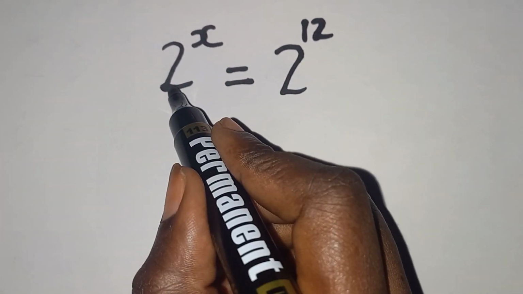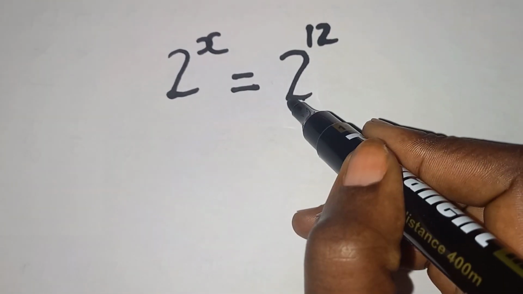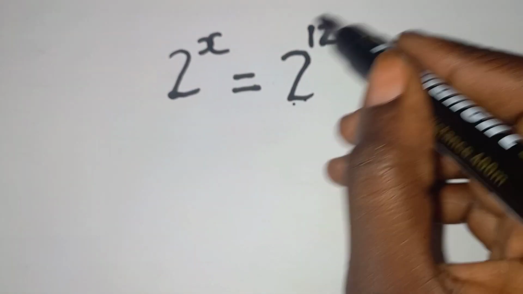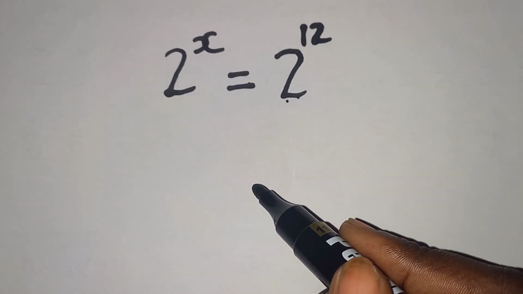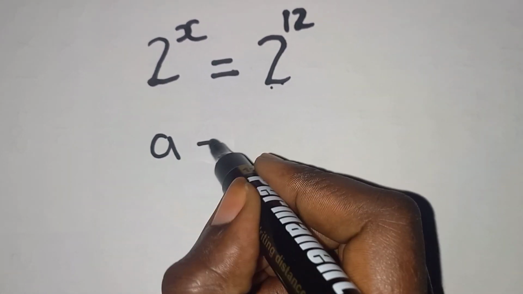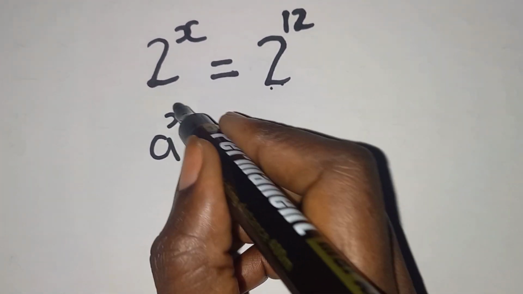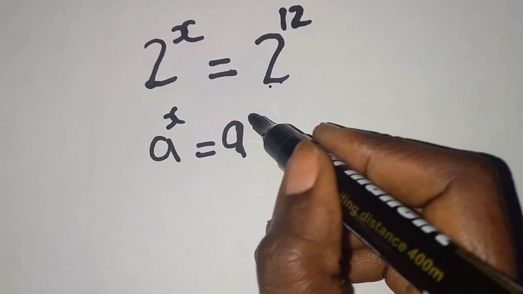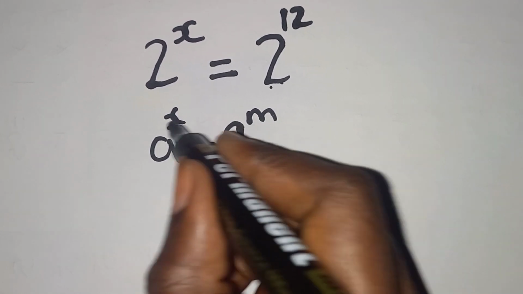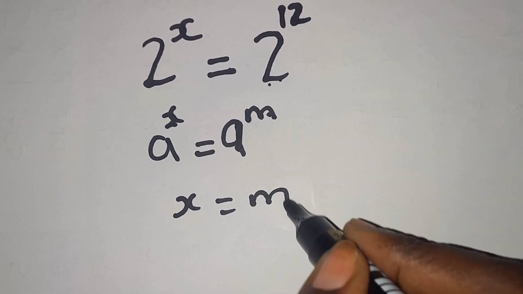If the base is equal, then the power must also be equal. That is also a rule, okay? If you have a raised to power x is equal to a raised to power m, then this x will be equal to m.